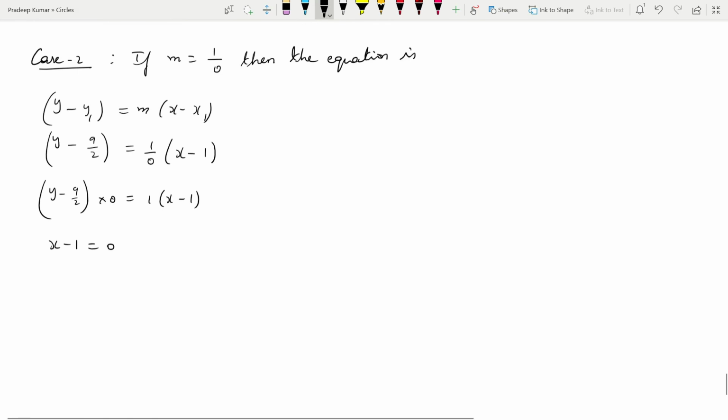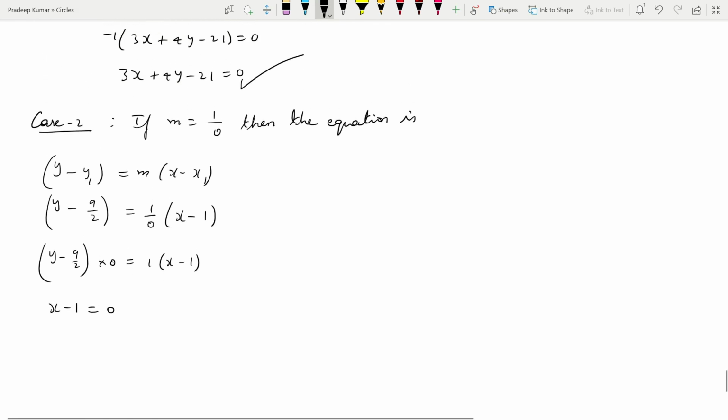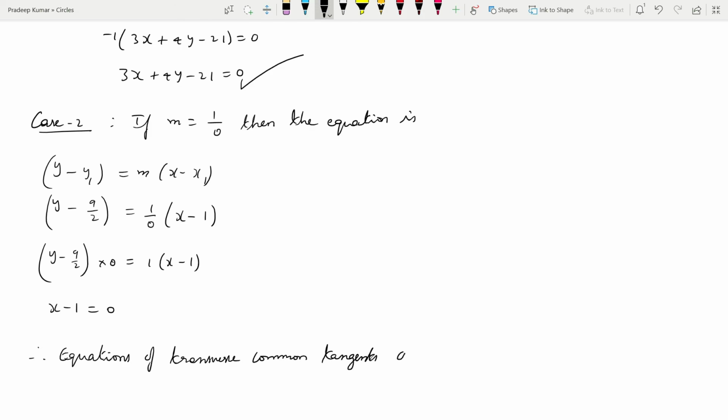So we can write finally the conclusion. You could observe this is the first tangent equation and this is the second tangent equation. So therefore we can write the conclusion, that is, equations of transverse common tangent are, the first equation we got 3x plus 4y minus 21 equal to 0, and the second equation we got x minus 1 equal to 0.